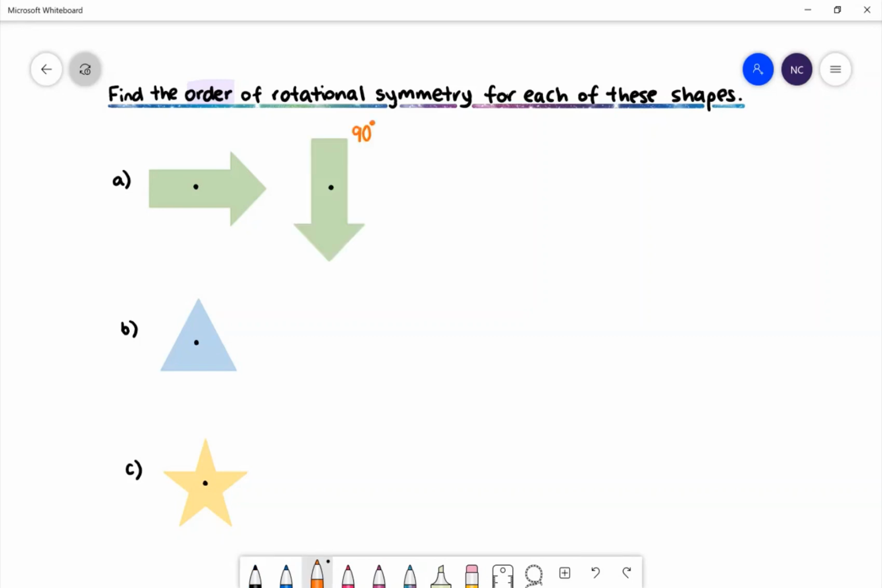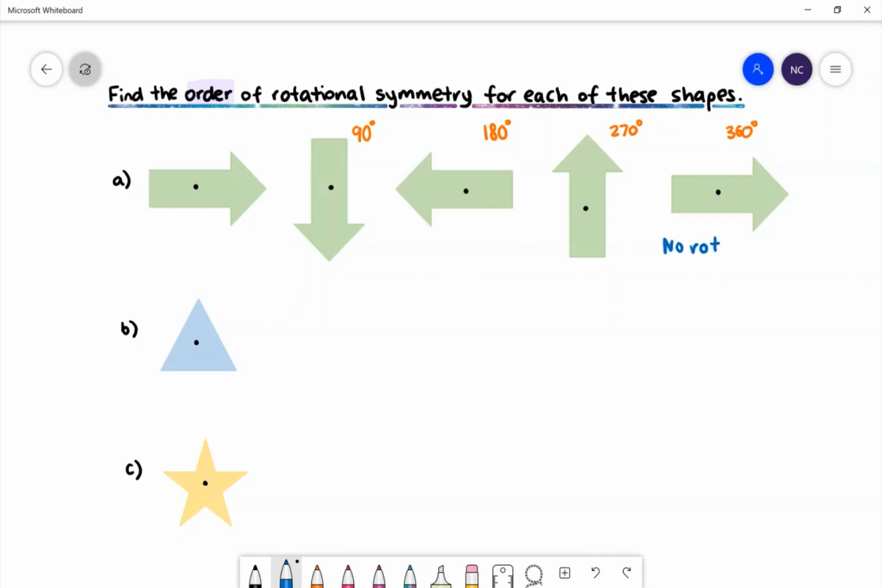Here is what the shape looks like if we rotate it 90 degrees. Now we've rotated 180 degrees. This is 270 degrees. Finally, we've reached 360 degrees and the shape is in its original position. This shape has no rotational symmetry, or a rotational symmetry of 1.